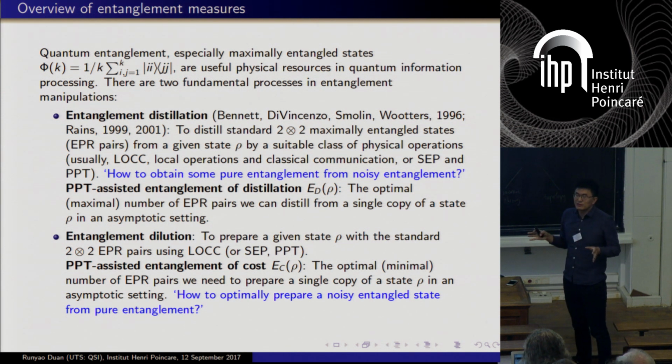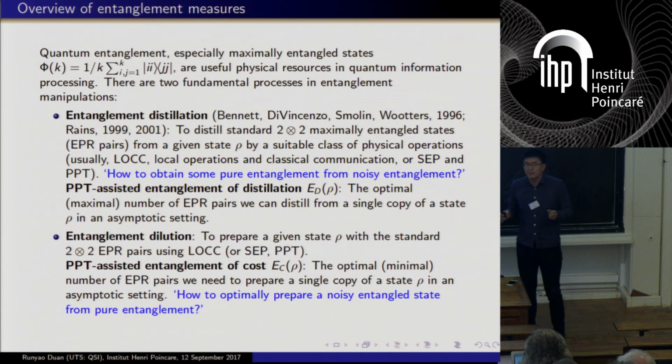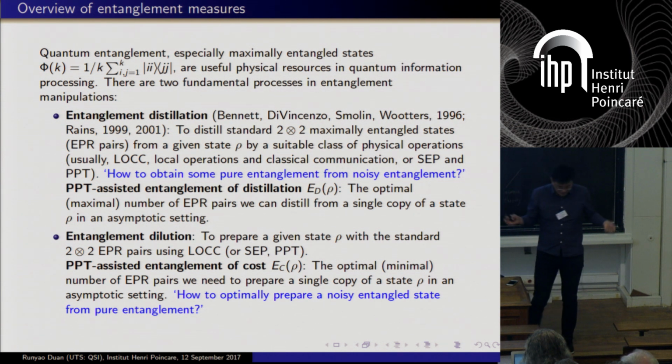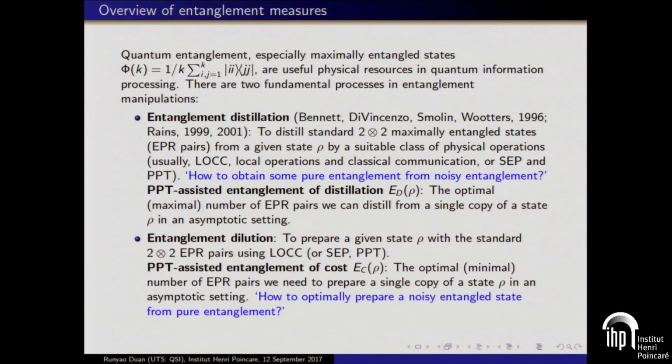The most natural class of operations is LOCC, local operations and classical communication, because this is physically feasible if we have Alice and Bob in distant labs. But this class LOCC, while very natural and physically relevant, is unfortunately also very complicated. The structure of this class is not known so far.